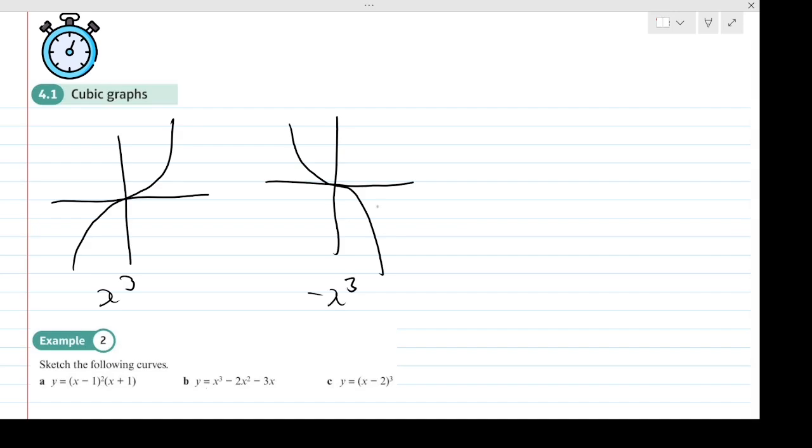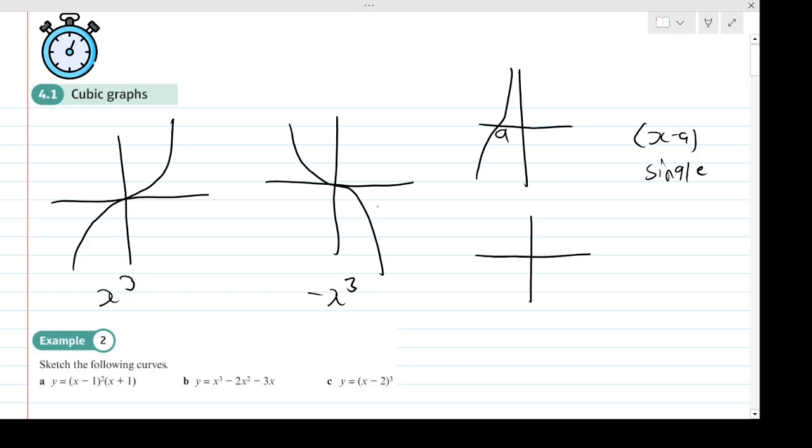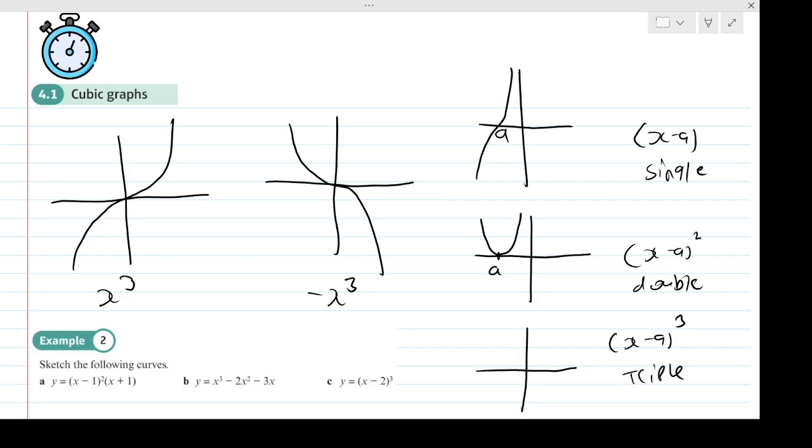And also we need to look at the type of roots we have. If we have a single root, x minus a, then it will just pass through the point at a. If we have a double root, x minus a squared, then it will just touch the point a. Then lastly, if we have a triple root, it will plateau, it will flatline at the point a, and then it will go up. That's a point of inflection.